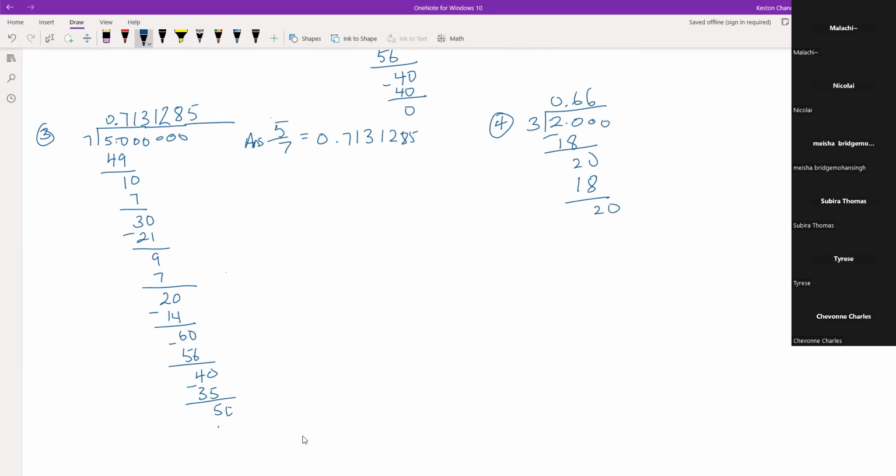Right, you continue getting this. So 2/3 is a recurring decimal, so you could write it like 0.666 and just put your dots. Number 5 is going to be right here.